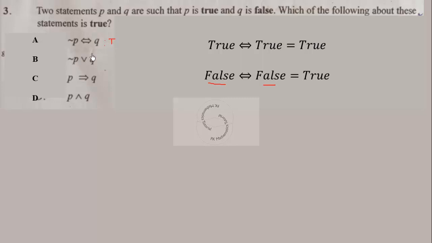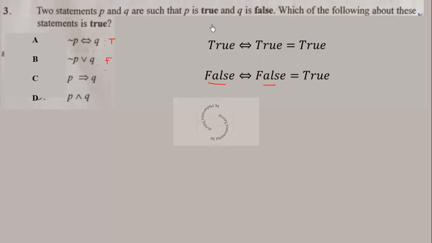Now this is what we are looking for. That's it. For the rest, when you substitute true here, the negation of true is false, false or false. This is a disjunction, which is false. False or false is false.